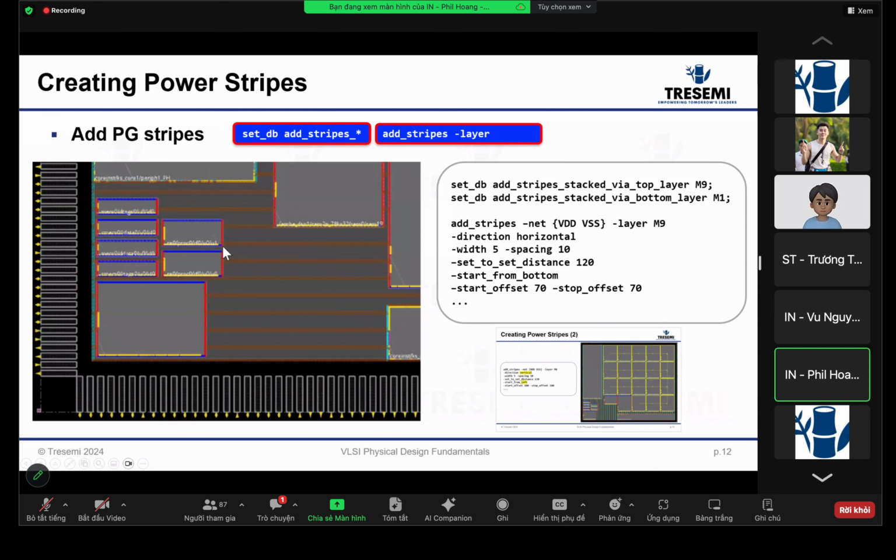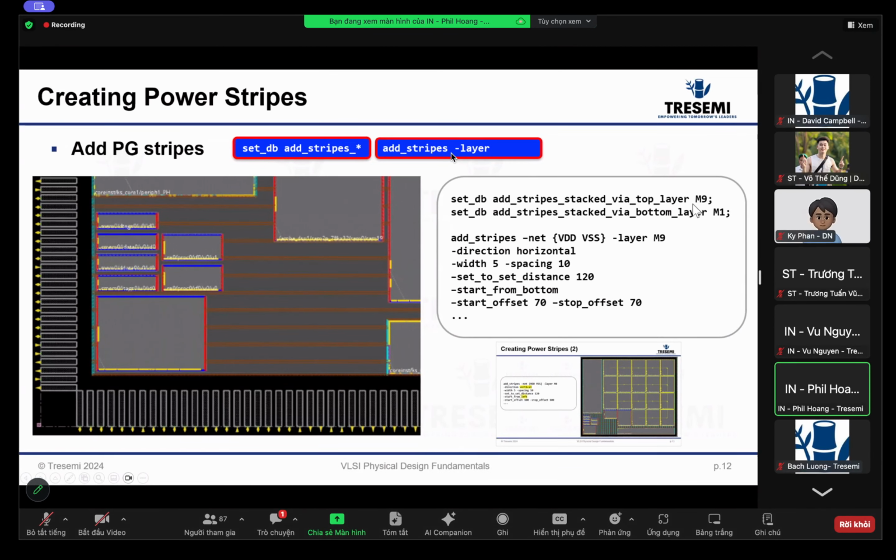so in addition to the rings around the macros, for the standard cells you usually build what's called stripes or straps. So you will use a setDB command to specify what kind of stripes you want to add, and then you run the command called add stripes, and you do a dash layer. So over here, for example, we will say you do metal 9 to metal 1 for via stacking, and then you do a net, you do a layer. So in here you set direction horizontal.